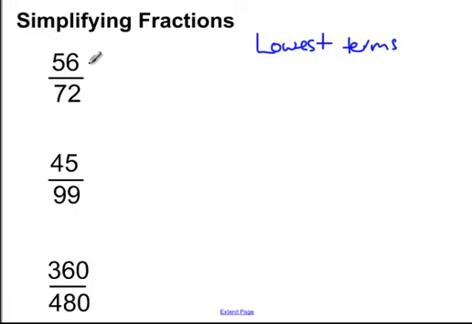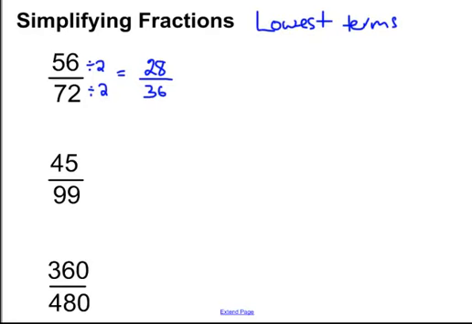Now, what you want to find is something that will divide evenly, a common factor of 56 and 72. And a really easy one to spot is 2, because they're both even numbers, so you can divide them both by 2. 56 divided by 2 is 28, and 72 divided by 2 is 36. Now, that's simplified, but is it in its lowest terms? Can I divide the top and the bottom by anything? Yeah, they're both even, so I could divide by 2 again. 28 divided by 2 is 14, and 36 divided by 2 is 18.